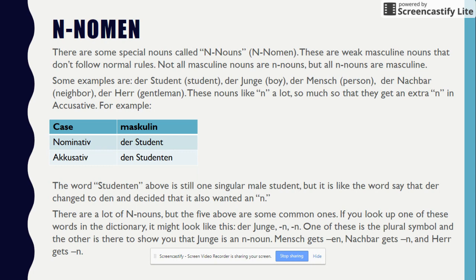There are a lot of N nouns. These are just some examples. And that concludes nominative and accusative.